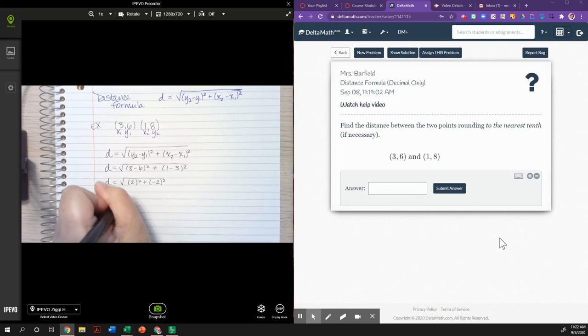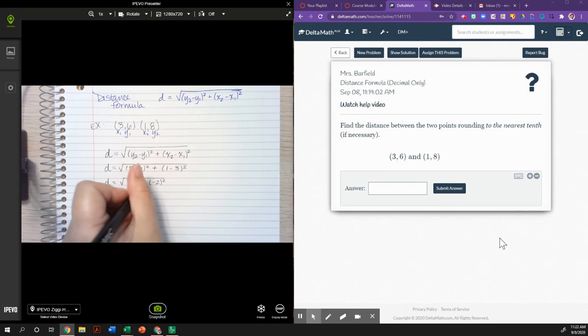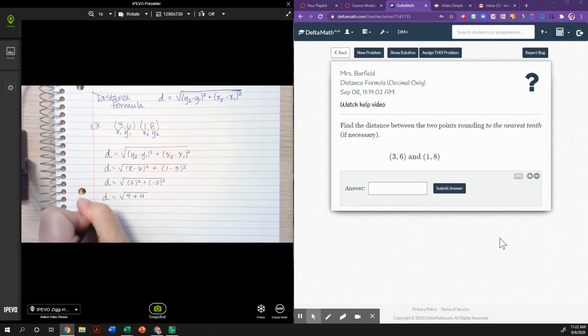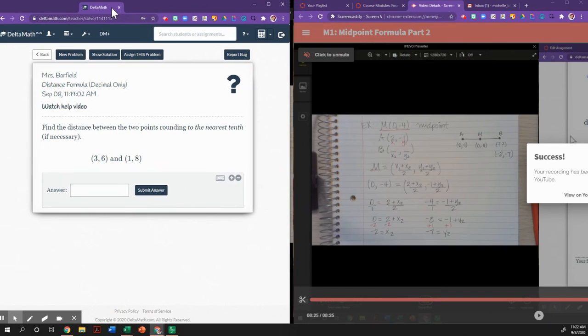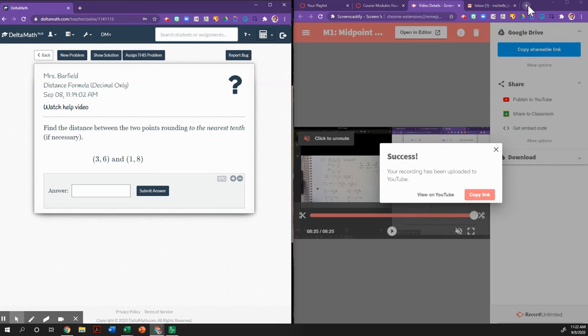D equals the square root of, well, 2 squared is 4, plus negative 2 squared. Remember, get your calculator and put that in parentheses. So you get 4, and D equals the square root of 8. Now, if I switch over to Delta Math or Desmos, I can type in that whole thing. So if I slide this over here, let me show you what it looks like on Desmos.